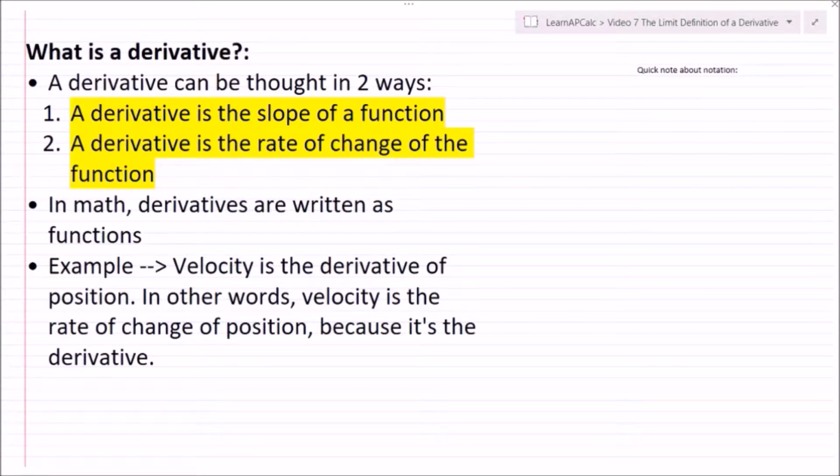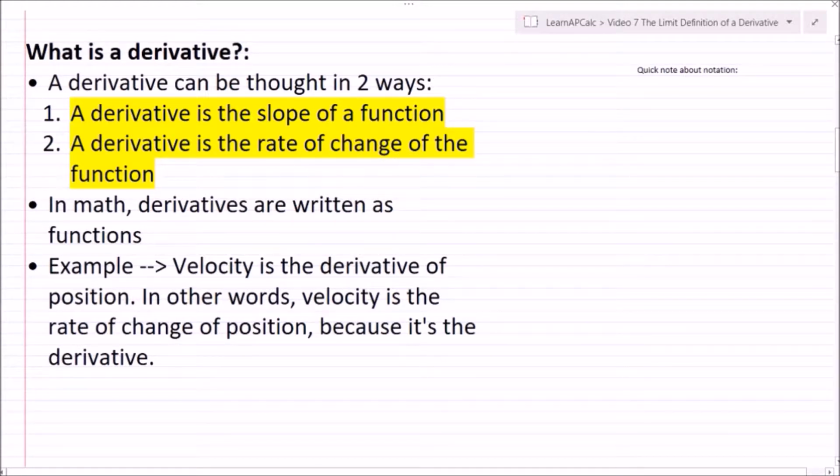Now, in math, derivatives are written as functions. So let's talk about an example of a derivative. So we say that velocity is the derivative of position. So in other words, velocity is the rate of change of our function, which in this case is position.